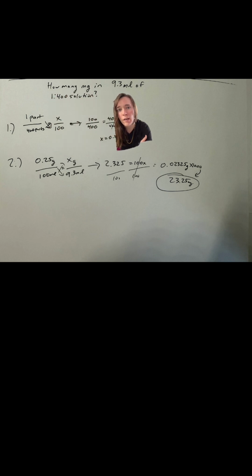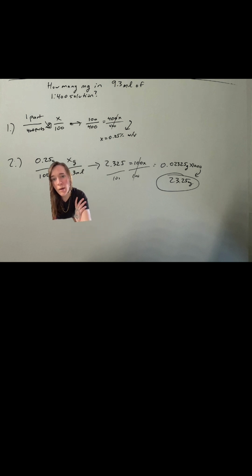All right, so back to our question. How many milligrams are in 9.3 mils of a 1/400 solution? First, we're going to express it as a percent strength. So put 1 part over 400 parts and set it equal to X over 100. You cross multiply and you get 0.25%. This is weight per volume. Remember, we have grams over mils. Set up that percent as 0.25 grams over 100 mils. Set that equal to X grams over 9.3 mils.